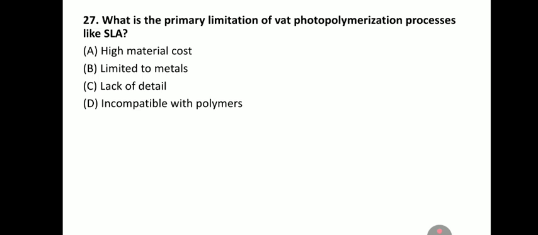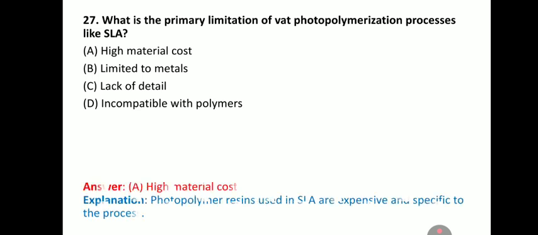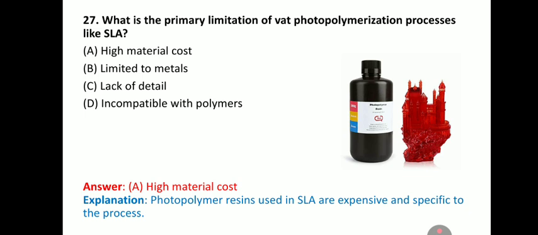Next question, what is the primary limitation of photopolymerization processes like SLA? The answer is high material cost, because photopolymer resins used in SLA are expensive and specific to the process. So these are the resins which are used.